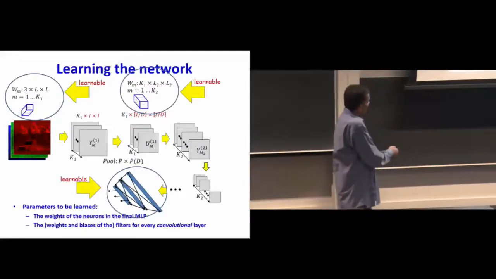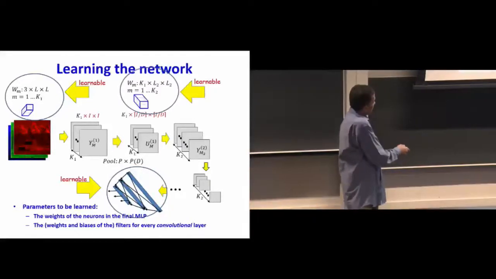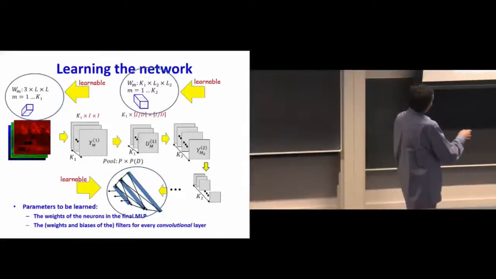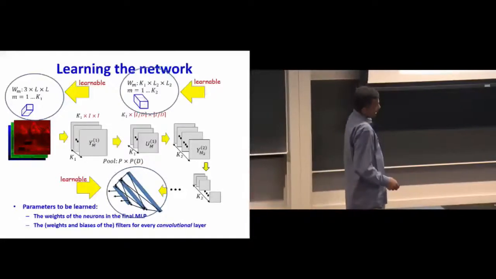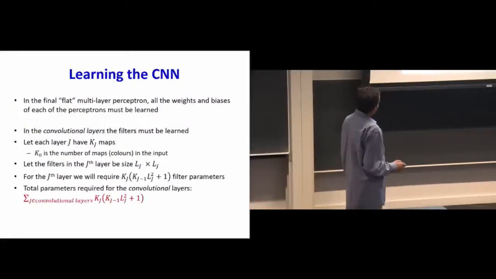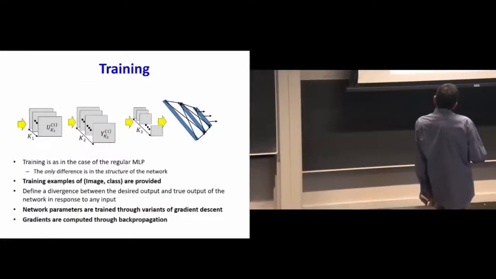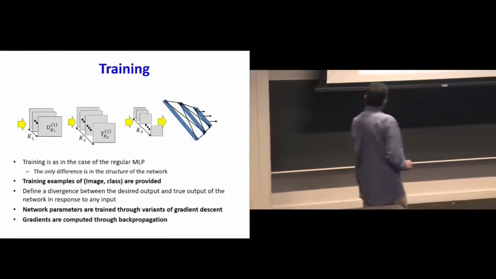So for this guy, you have to learn the weights and the biases for the final MLP, but you also have to learn all of these filters and their corresponding biases. So here's what we can do. The training is just as in the case of a regular MLP. The only difference is in the structure of the network.